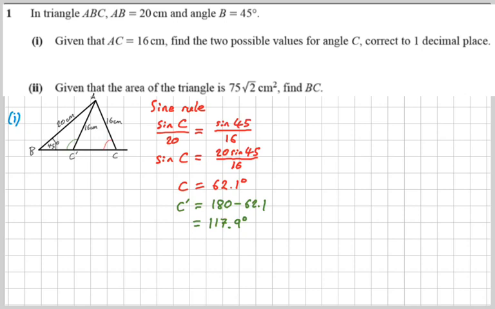Okay, part 2, same triangle, but this time we're given the area, find BC. Well, you will hopefully remember this formula for the area of a triangle, half AB sine C. But it's equally true, if you label up the triangle differently, that the area is half BC sine A, or half AC sine B. All of those are correct and give you the area of the triangle.